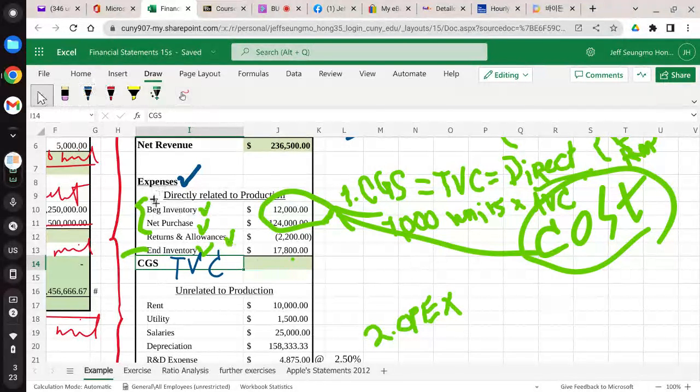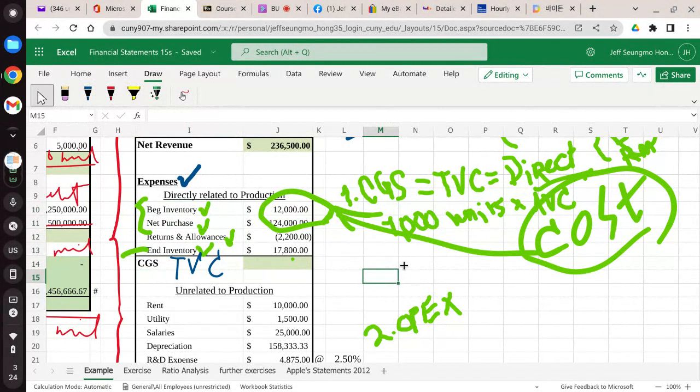Well, you don't see anything like cost of material. Instead, you see beginning inventory, net purchase, returns and allowances, and ending inventory. So what is this all about? This is a typical example of a retail business. Isn't that right? Because retail doesn't make anything. They buy from the manufacturer. They cannot break it down into a cost of labor or cost of capital, raw material, right?